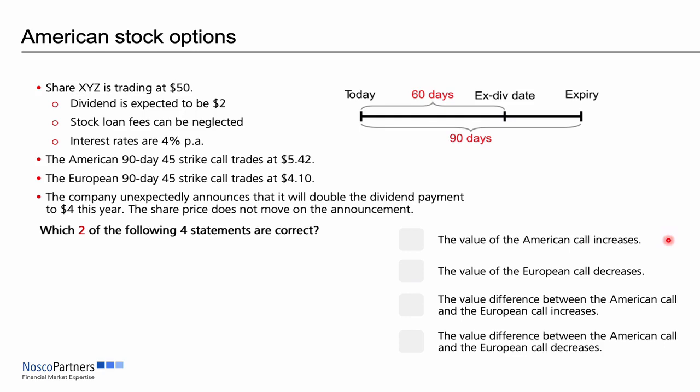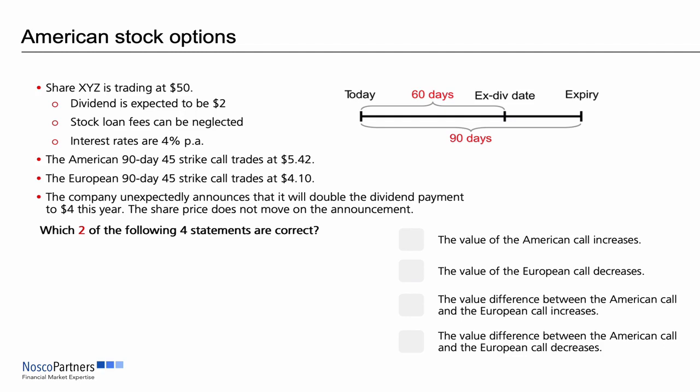Question: does the value of the American call option go up? Does the value of the European call option go up when the dividend is suddenly expected to be higher? And then what happens to the difference between the American option and the European option? You see that at the moment the difference is about $1.30.